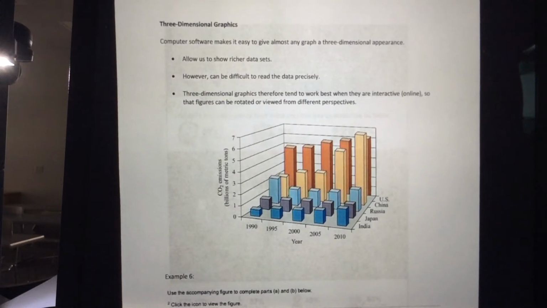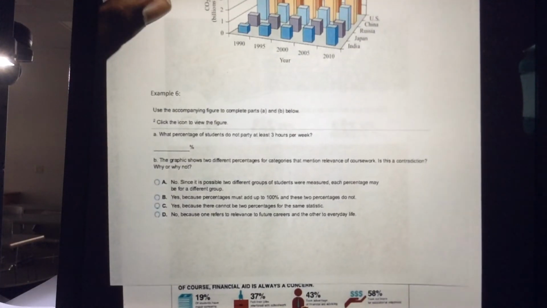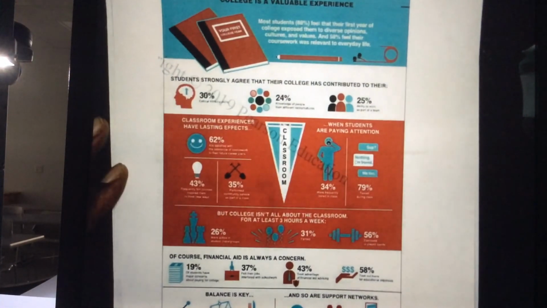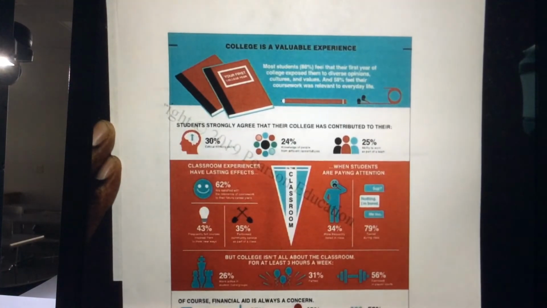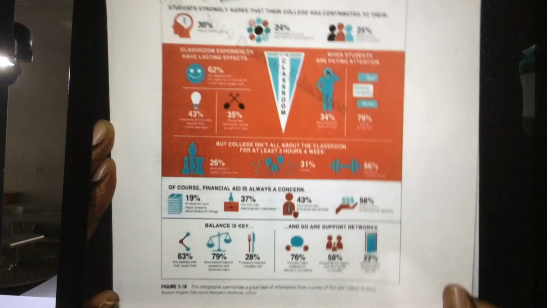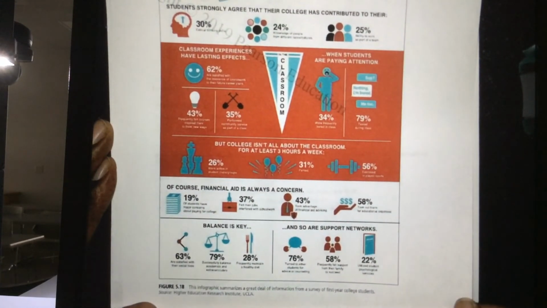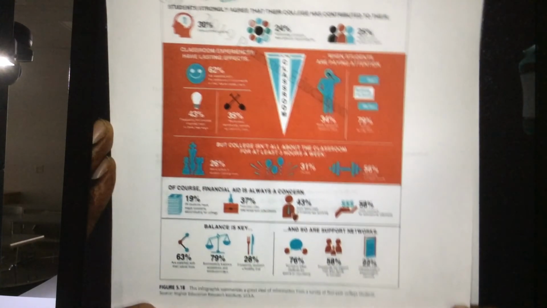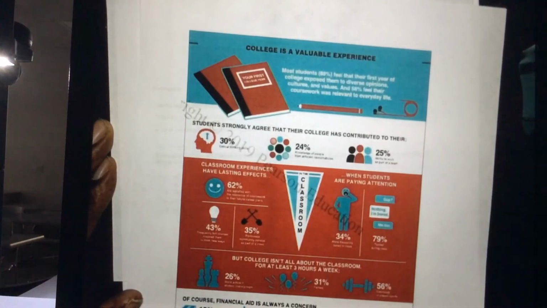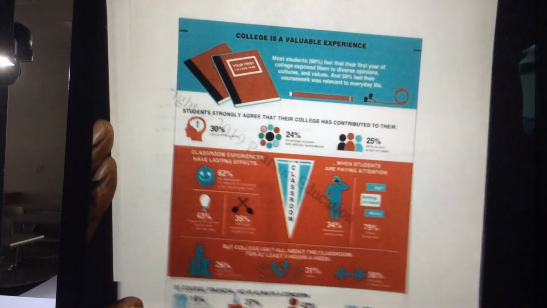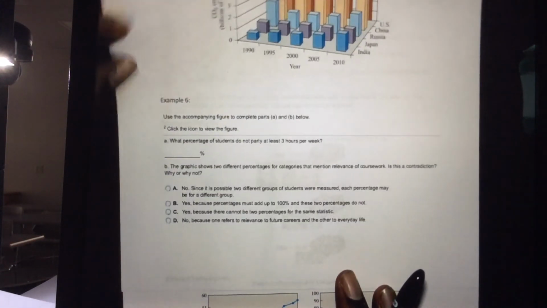All right, now, the example that we're going to go over is going to be dealing with this particular figure, where you have college is a valuable experience. That's what the picture looks like, and here's the rest of it right here because I couldn't get it all on this particular screen. Now we're going to use that to answer parts A and B of example 6.